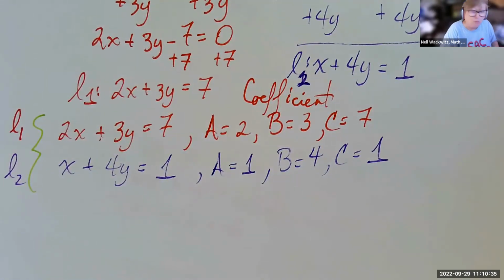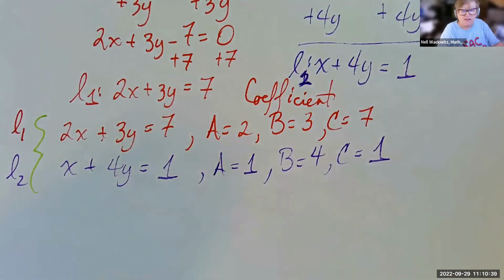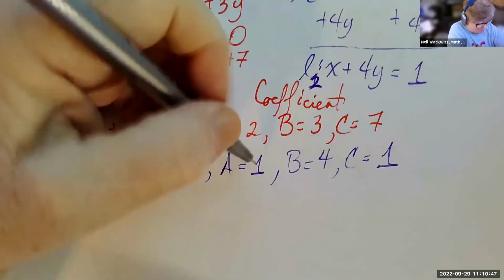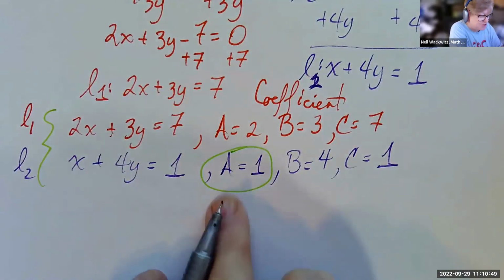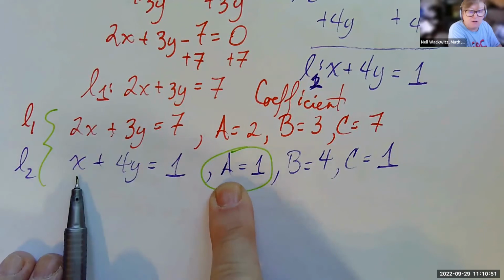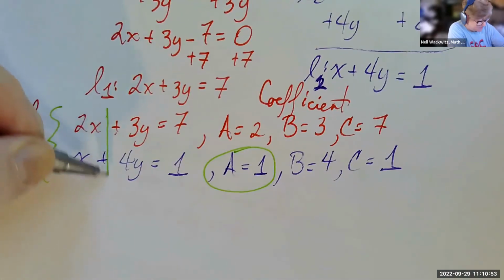Are any of them 1 or -1? We're not looking at the C's, we're just looking at the A's and B's. Do we have any 1 or do we have any -1? We have a 1 in line 2. Great. That means we're going to choose, let's see, A goes with X. So we're going to choose the X's.